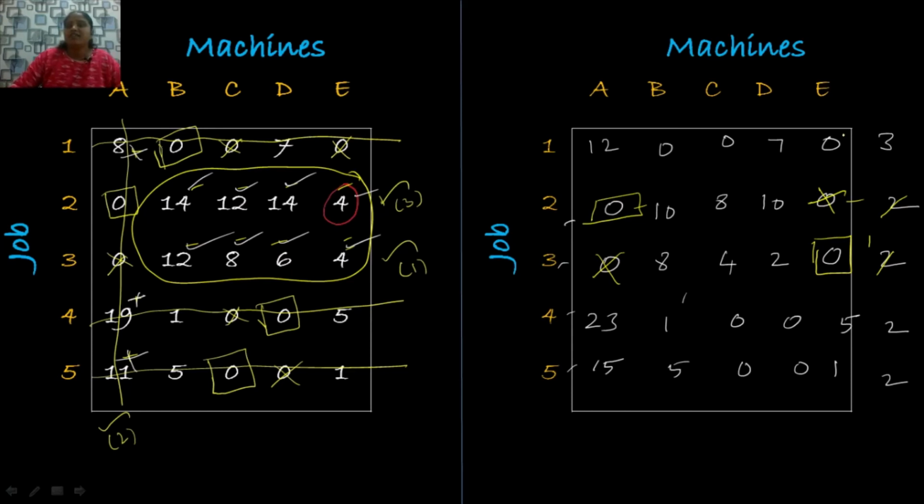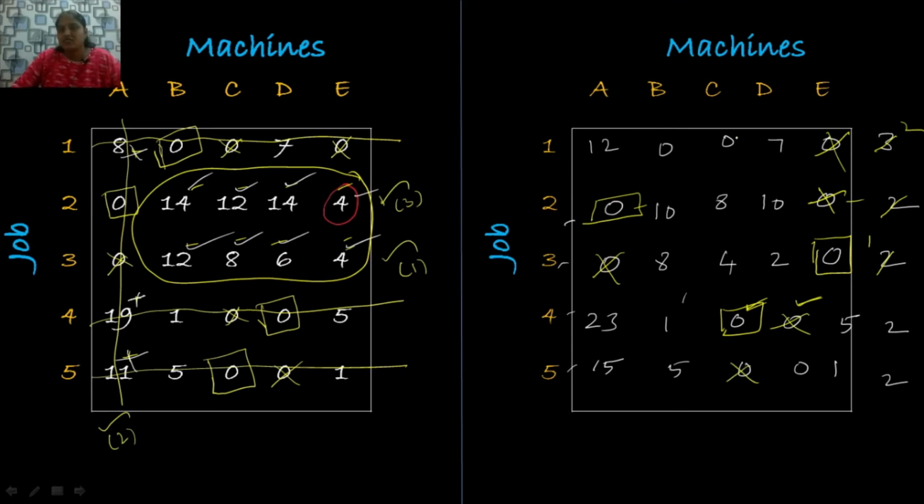So at this position I make an assignment. After making the assignment, cross the remaining 0 elements in the same row and column. Next, the first row has 2 zero elements, the fourth row has 2 zeros and the fifth row has 2 zero elements. We have to choose any one of them arbitrarily. I choose the fourth row first. In the fourth row I have two options for making the assignment, either at this position or at this position. Arbitrarily I choose this position for making the assignment. After making the assignment, cross the remaining 0 elements in the same row and column.